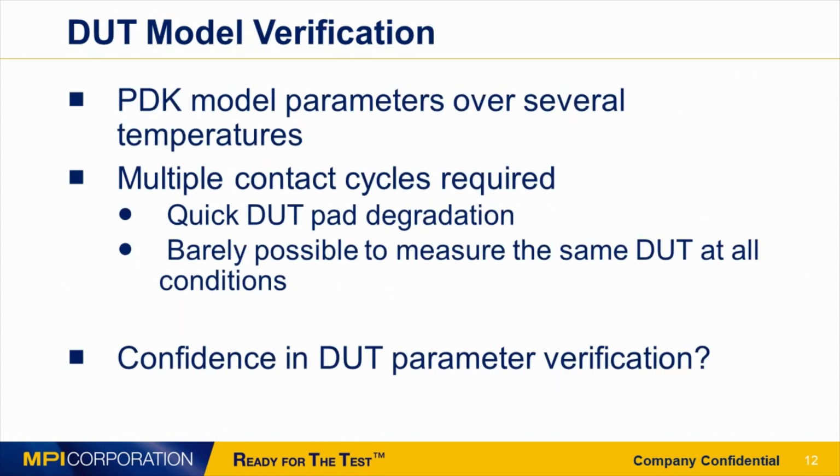Verification of the device model parameters adds another dimension to this problem. The development of the process design kit requires verification of the device model parameters for several temperatures. That means that we have to measure the same device not only at every frequency band, but also for each temperature point. Device contact pads drastically degrade with every probe touchdown, and thus measurement of the same device under test after several RF probe touchdowns becomes difficult. How can we establish high confidence in the DUT model parameters if it is barely possible to measure the same DUT at all required conditions? One possible solution could be a broadband measurement system that covers a wide frequency range in just a single sweep.